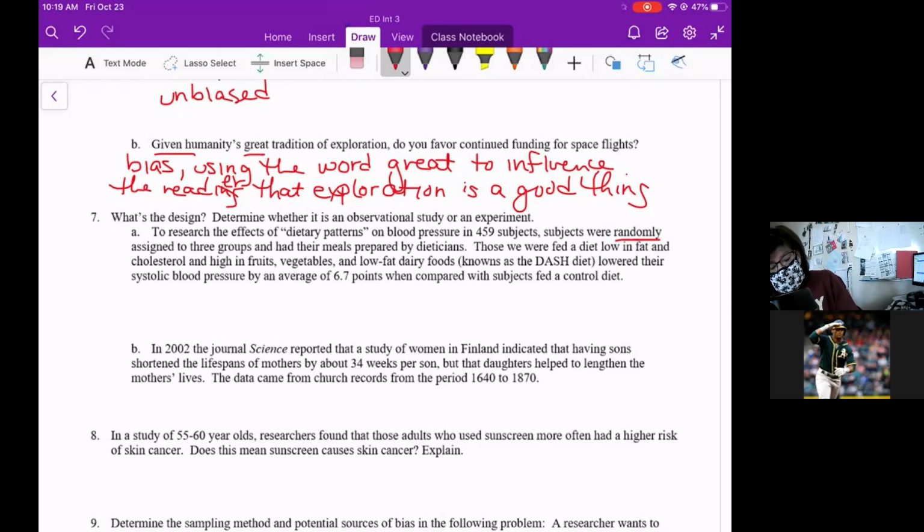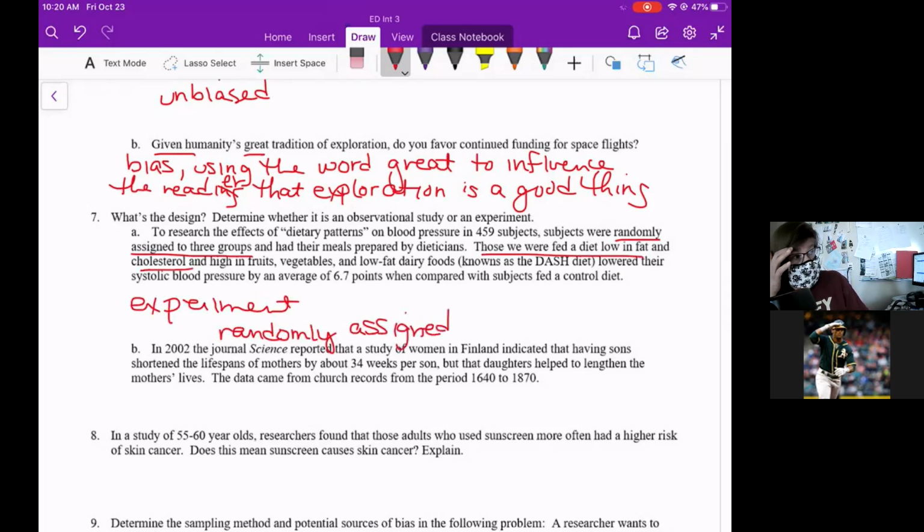It says it's randomly assigned. And they're applying a treatment. Okay. Those were fed. So it's randomly assigned. If you can apply a treatment, it is an experiment. And the treatment could be something that you're just doing to see how it influences or how it changes them.